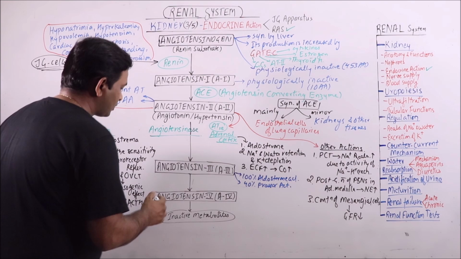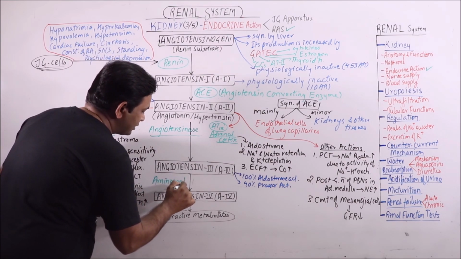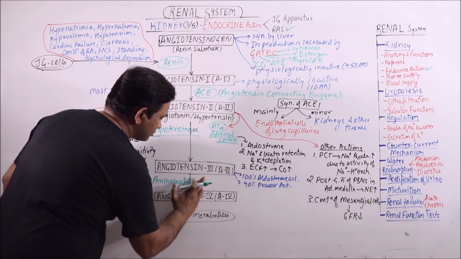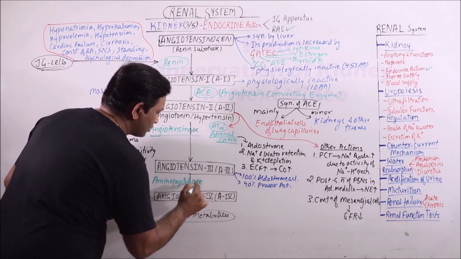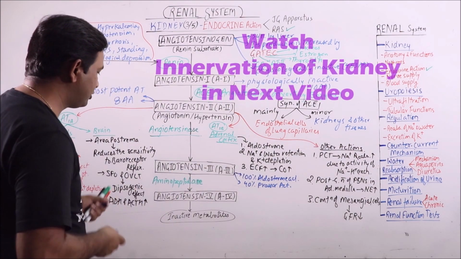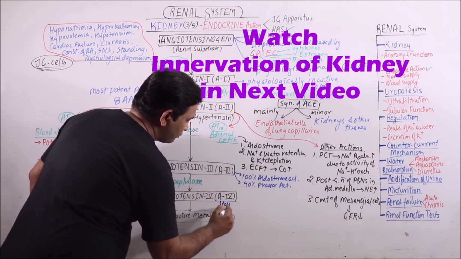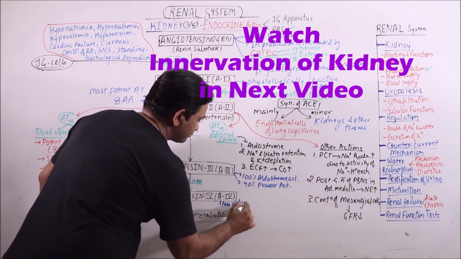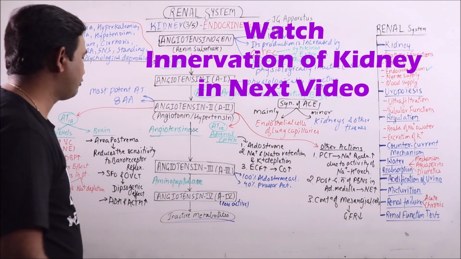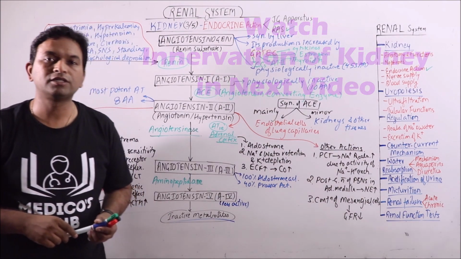Thereafter, one more aminopeptidase acts upon the angiotensin 3 and it converts into angiotensin 4, which is very less active. Finally, inactive metabolites are formed. So this is renin angiotensin system.